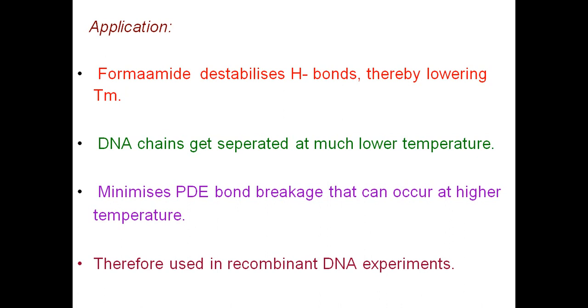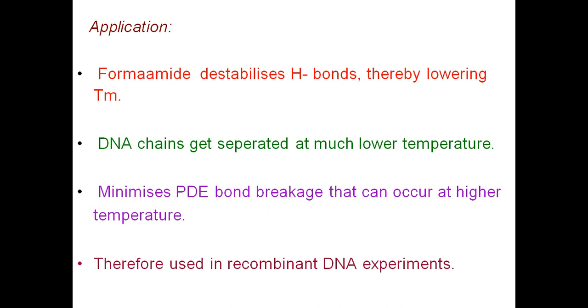So by using the compound formamide, we can decrease the Tm value, and you can do the denaturation of DNA very easily. DNA chains get separated at much lower temperatures by using this formamide compound. And it minimizes the phosphodiester bond breakage. PDE I have mentioned here, it is phosphodiester bond. It minimizes the phosphodiester bond breakage that can occur at higher temperatures. So when you go to higher temperatures for denaturation of DNA, what will happen?